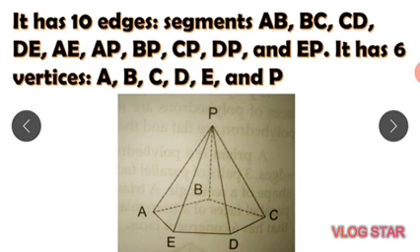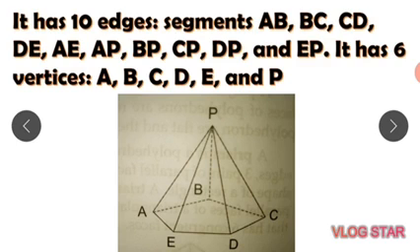Let's proceed to the 10 segments in a pentagonal pyramid. First, AB, BC, CD, DE, AE. So that's the segments on the base. We have 5 on the base. And next is AP, EP, DP, CP, and BP. So in total, we have 10 edges.